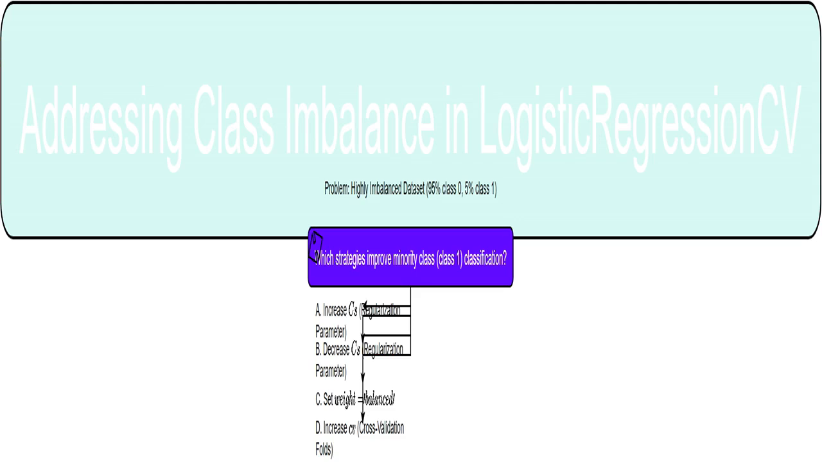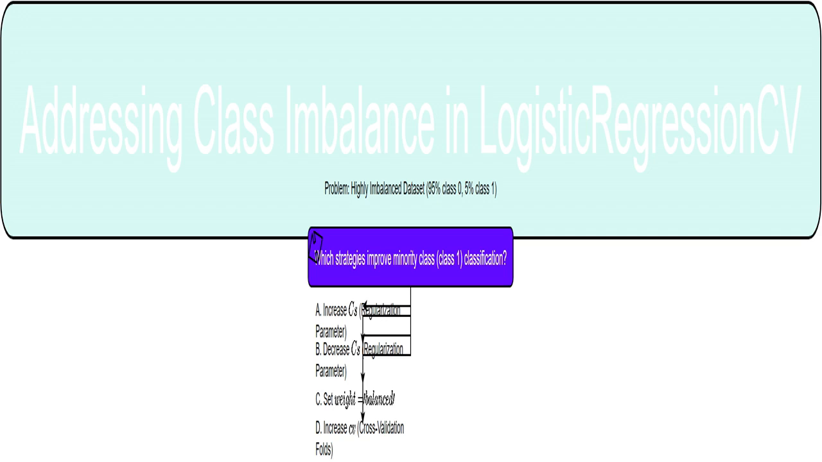I'm tackling a common machine learning challenge, class imbalance. In this case, we have a significantly larger number of samples belonging to one class, the majority class, than the other, the minority class. This can cause problems because our model might get too focused on the majority class and ignore the minority class, leading to poor predictions for the minority class. We need to find strategies to counter this imbalance.